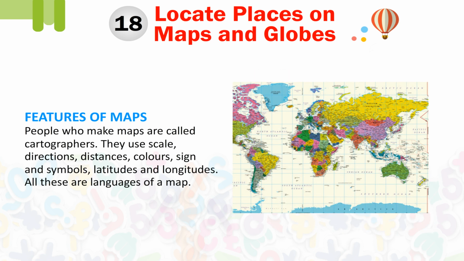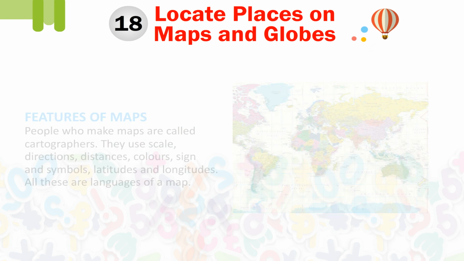Features of maps. People who make maps are called cartographers. They use scale, directions, distance, colors, signs and symbols, latitudes and longitudes. All these are languages of a map.